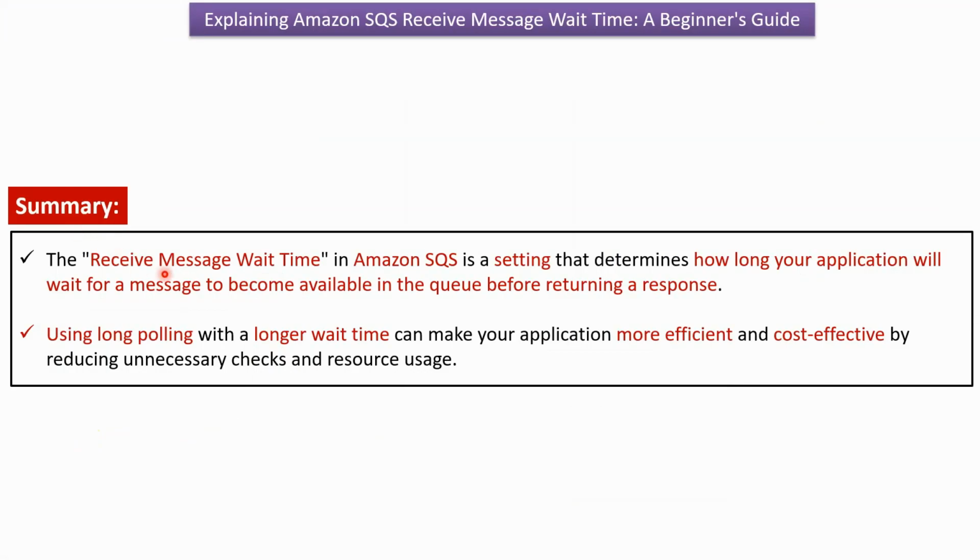Now we will see the summary. The receive message wait time in Amazon SQS is a setting that determines how long your application will wait for a message to become available in the queue before returning the response. Using long polling with a longer wait time can make your application more efficient and cost effective by reducing unnecessary checks and resource usage.